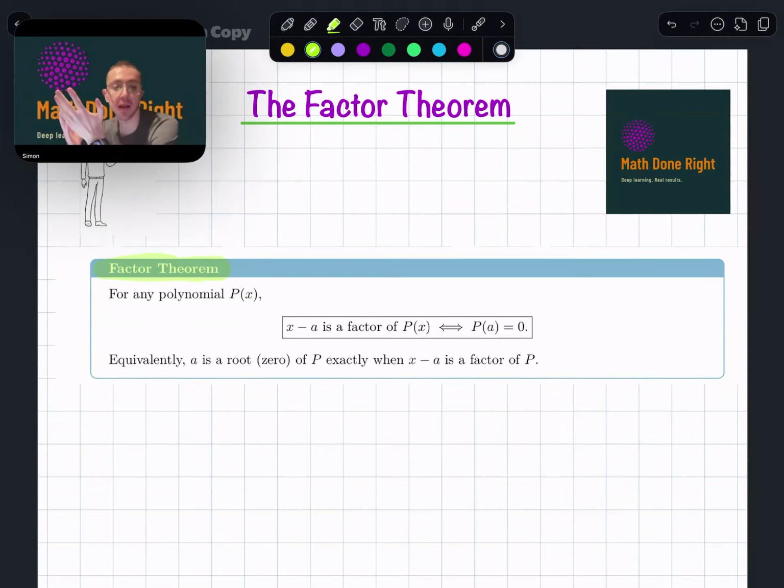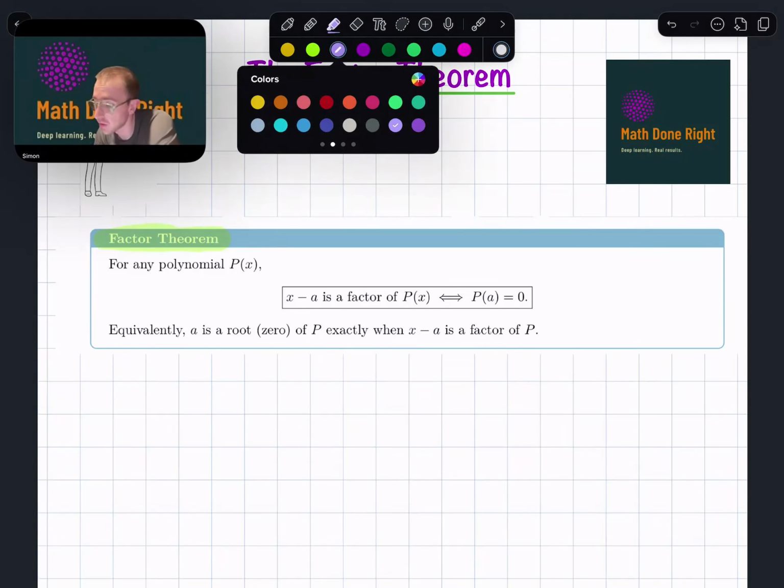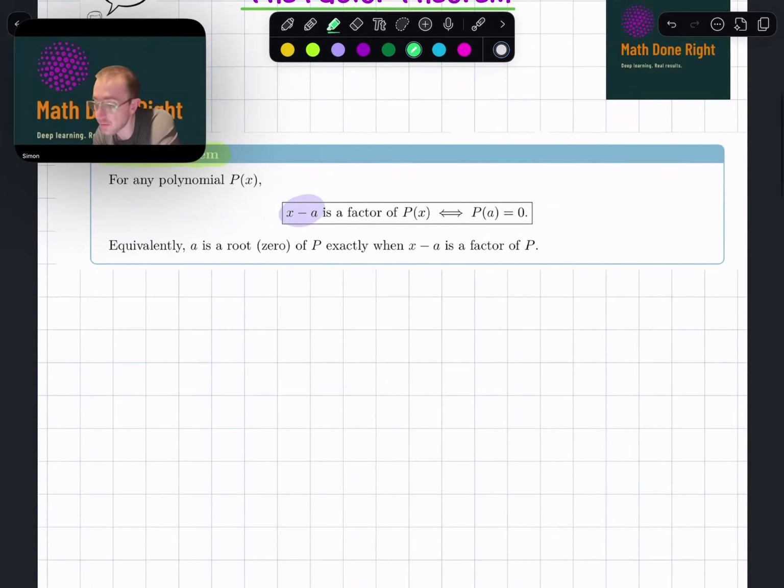But is there a way to tell which linear terms we could divide a higher degree polynomial by, and it will be a factor, right? If we're trying to factor the thing completely so that we can graph it, find the roots, etc., how could we tell which linear factors, which linear terms we should try dividing it by? And this is where the factor theorem comes in.